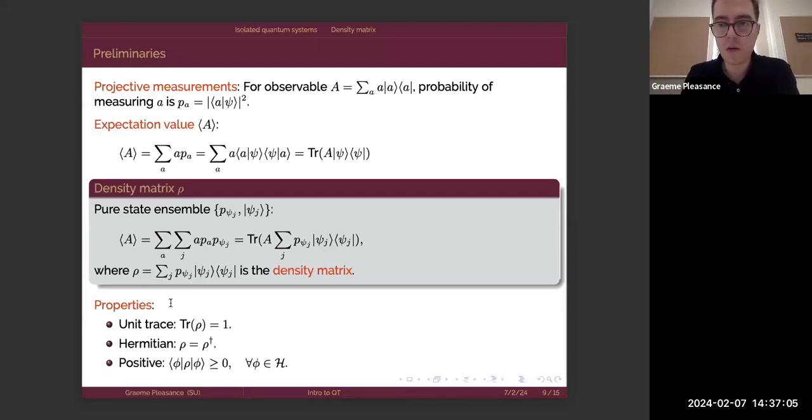Some intrinsic properties of the density matrix are, first, that it has unit trace. This is a consequence of the fact that our probabilities have to be normalized, so the probabilities have to sum to 1. The density matrix is also a Hermitian operator, which can be straightforwardly demonstrated from its definition. And it's also positive, in the sense that if we take any vector that lives on our Hilbert space, then this quantity is always non-negative. An equivalent way of phrasing it is that, since the density matrix is a Hermitian operator, its eigenvalues always have to be non-negative.